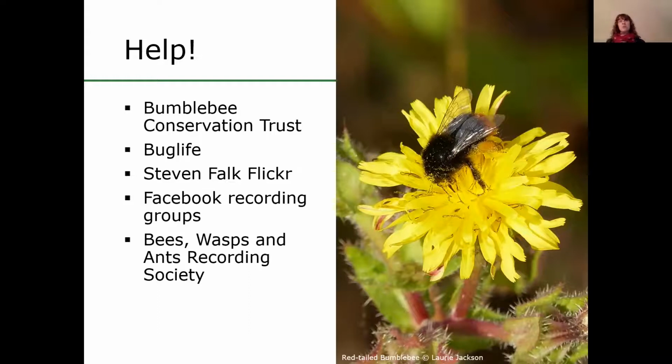There's Facebook recording groups, like I mentioned, for hoverflies, soldier flies, all sorts of different groups. And then there's an organisation called BWARS, the Bees, Wasps and Ants Recording Society, that gives you information about distributions and when different species of bees, wasps and ants are around.